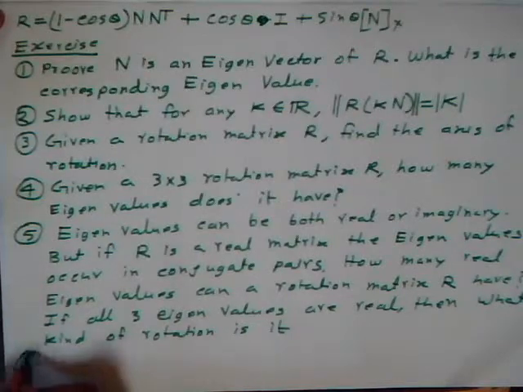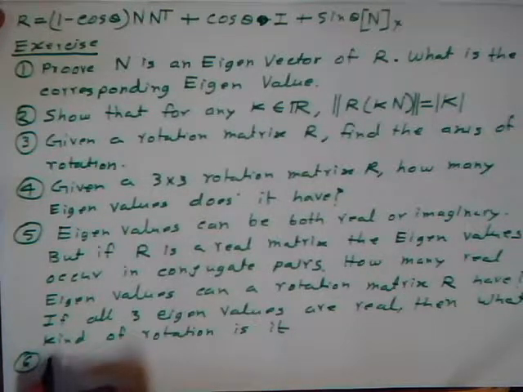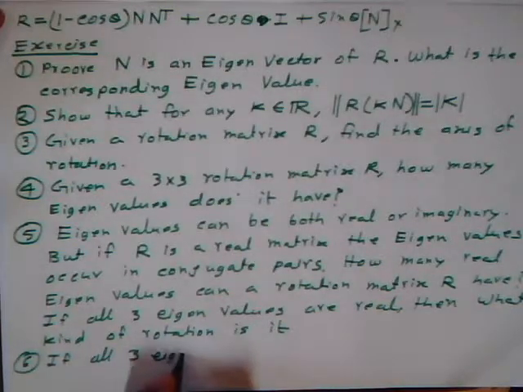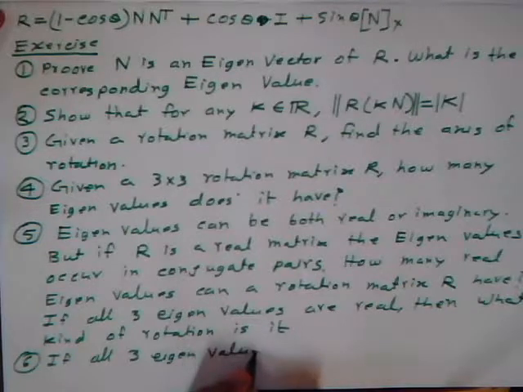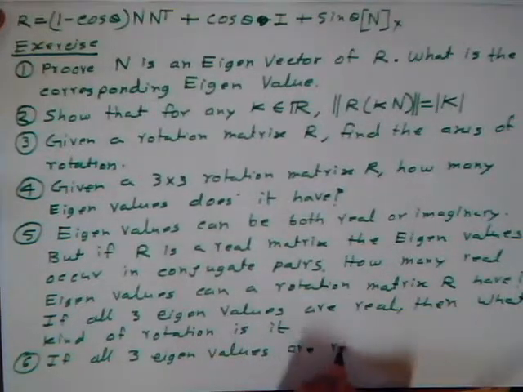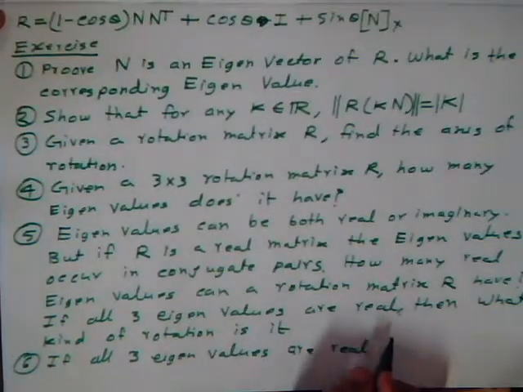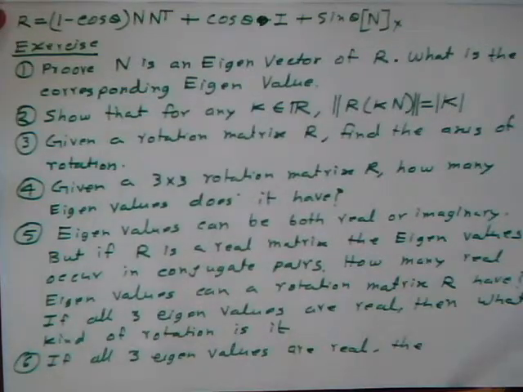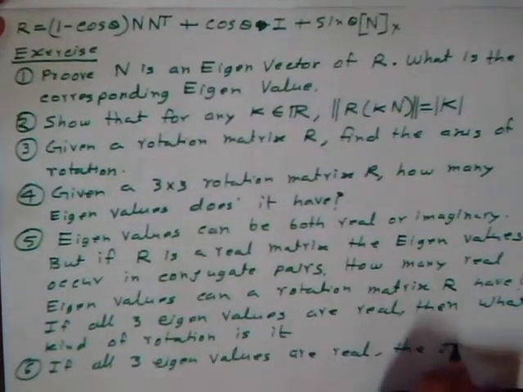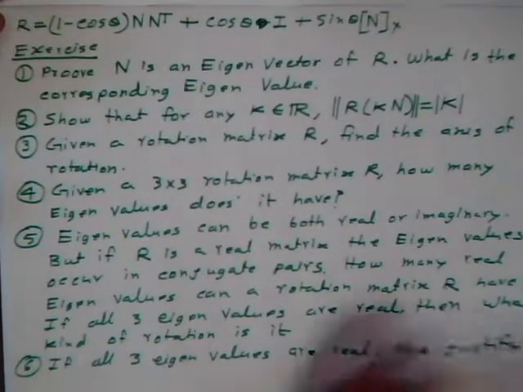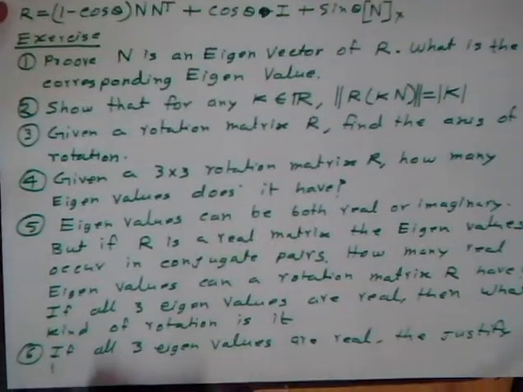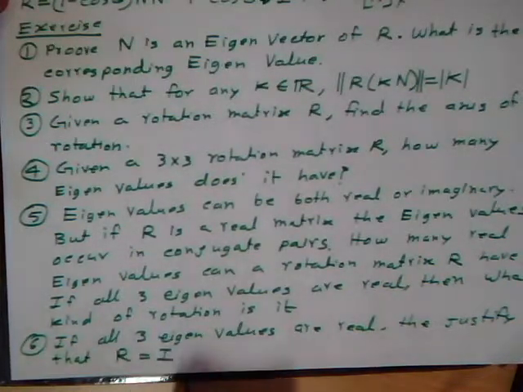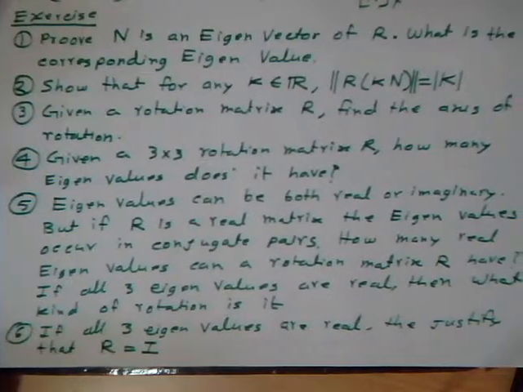Next, question number 6. If all three eigenvalues of a rotation matrix R are real, then justify that R is equal to I, the identity matrix 3 by 3.